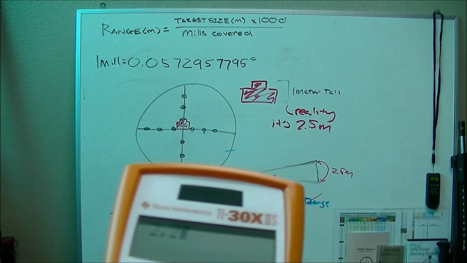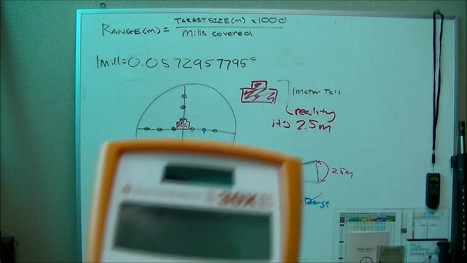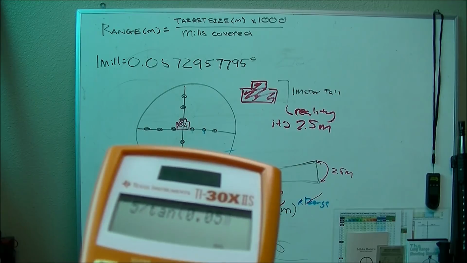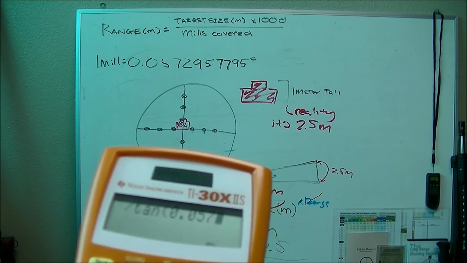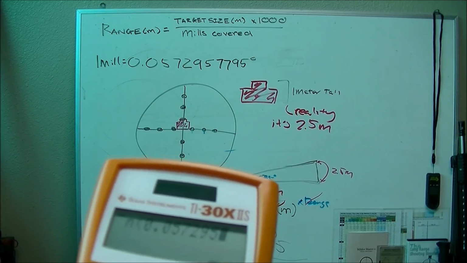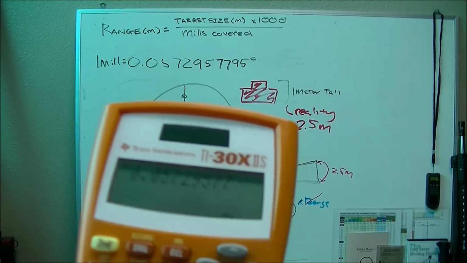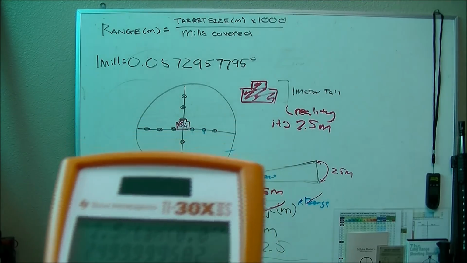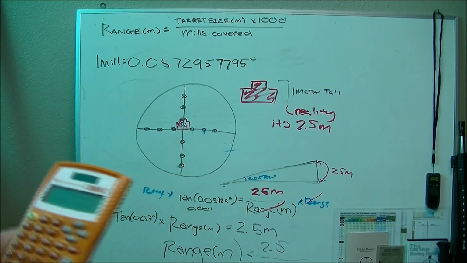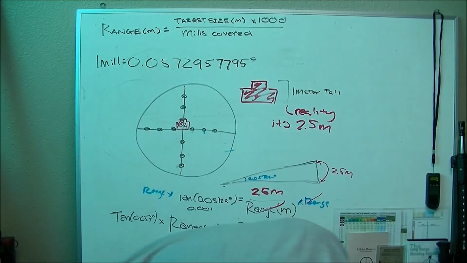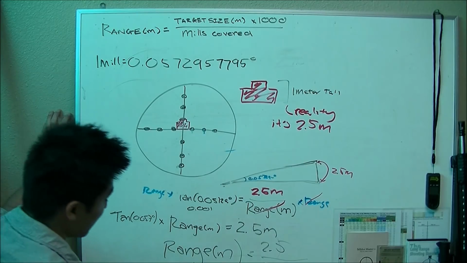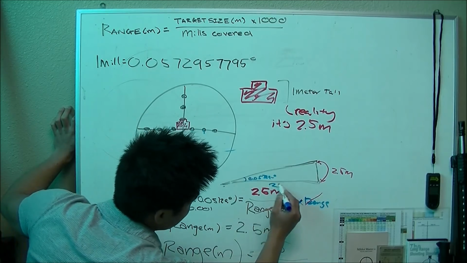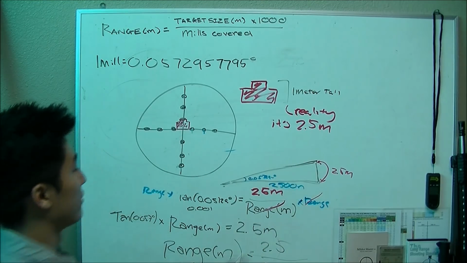So we have 2.5 divided by tangent 0.057, which was at 29577, I think. Yep. We do that, we get 2,499.9999999. Okay, so that's approximately 2,500. All right. So that gives us the range to be 2,500 meters. Wow, that is far.